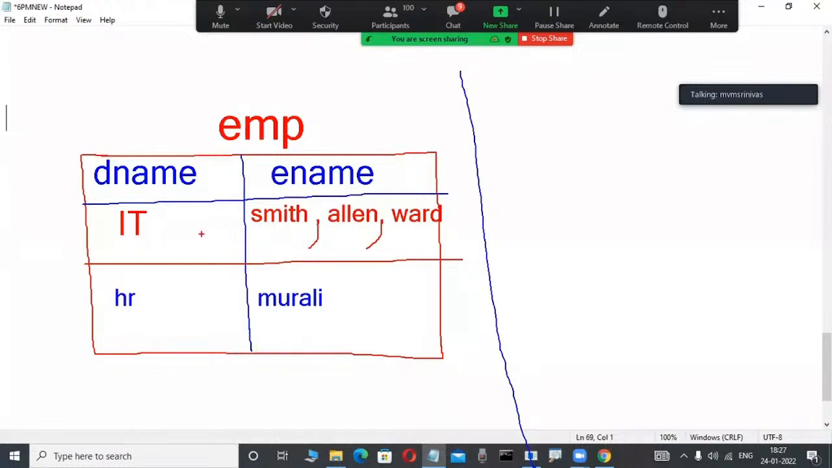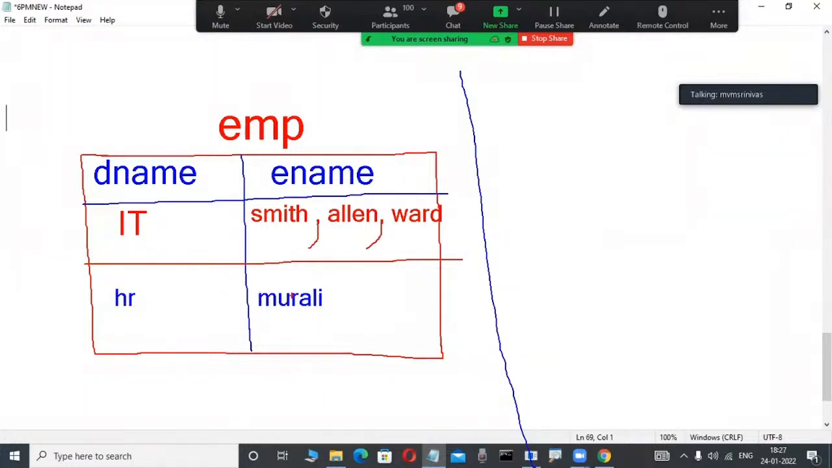Why? Because in any relational data model product, data is represented in the format of a table, and tables are also implemented based on some rules. What is that? In this table, this is a cell. This is another cell. This is another cell. But every cell has a single value. Here this IT is a single value, there is no problem. HR is a single value, there is no problem. Murali is a single value, there is no problem.